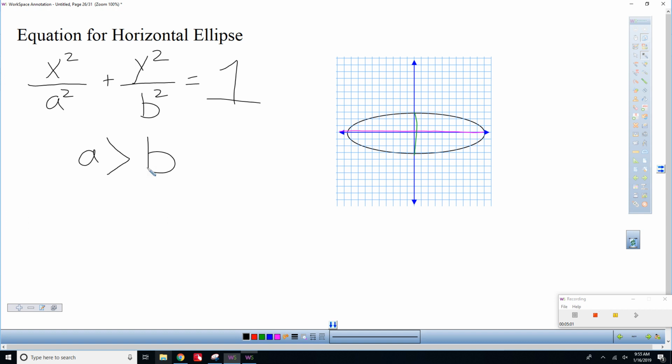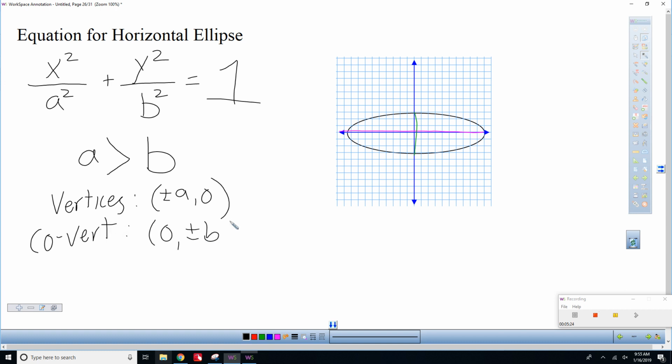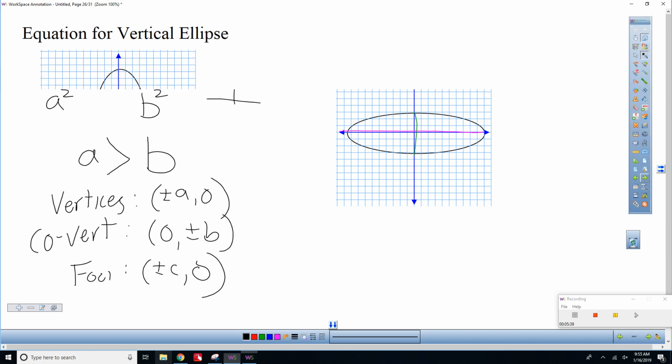The vertices will then be plus or minus a, comma 0. The co-vertices, just like we wrote, will be 0, comma plus or minus b. And the foci will be plus or minus c, comma 0. So that's kind of a repeat, but we added this equation. Now look at the next equation.